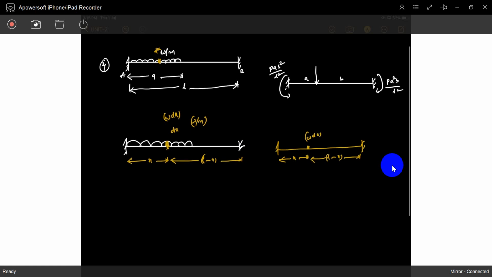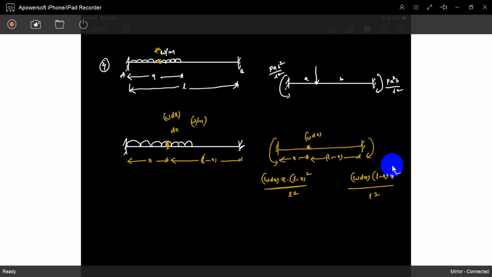So for that point load, how much moment is exerted? Same as on the board: the load is W dx, so the moment is W dx times x, L minus x square, divided by L square. And for the other end, W dx, L minus x, and x square, divided by L square. You know it, for that point load.